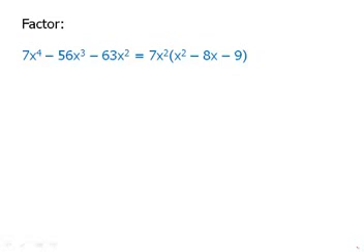We need a product of negative 9 and a sum of negative 8. So plus 1 and negative 9 would be the two numbers that would satisfy that. And so this can be factored into 7x squared times (x minus 9) times (x plus 1).